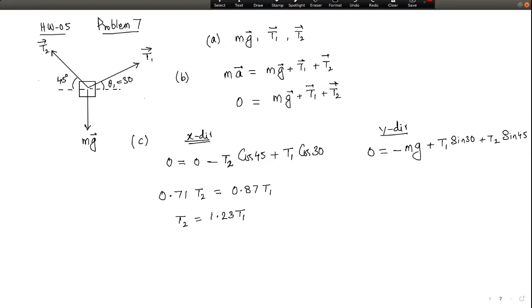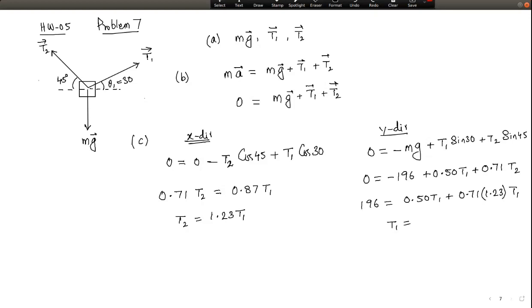I can use that in the second equation to get mg. First of all, 20 times 9.8 is 196. So I get 0 is equal to minus 196. Sine of 30 is exactly half, so that's plus 0.50 T1. Sine 45 would be 0.71 T2. So bringing 196 to the left hand side, we get 0.50 T1 plus 0.71 times T2, which is 1.23 times T1.